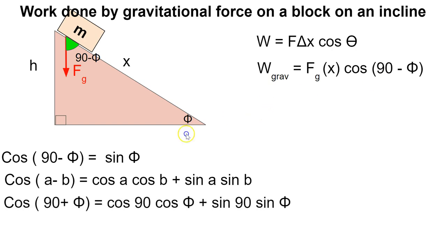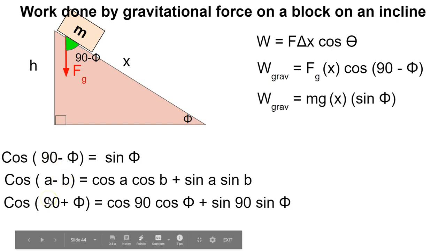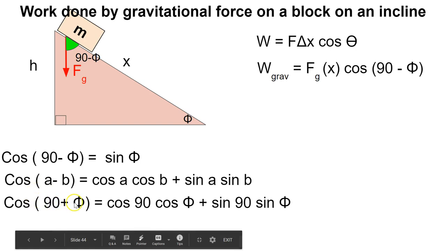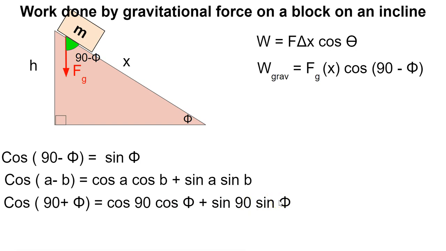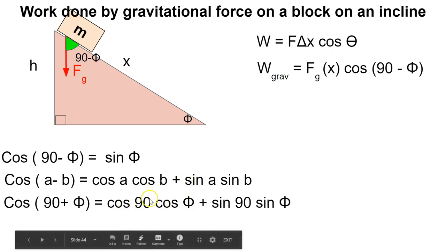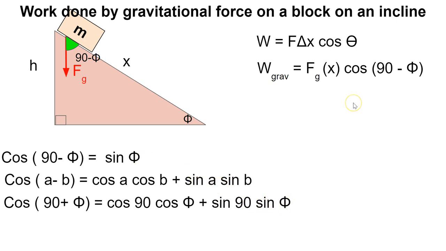Therefore, if I substitute the A and the B with 90 and phi, then cos of 90 minus phi is equal to cos 90 cos phi plus sin 90 sin phi. We know cos of 90 is equal to 0, so this whole term becomes 0. And we know sin of 90 is equal to 1, so this whole term becomes sin of phi. So now I know cos of 90 minus phi is just equal to sin of phi, and I can substitute that into my equation.